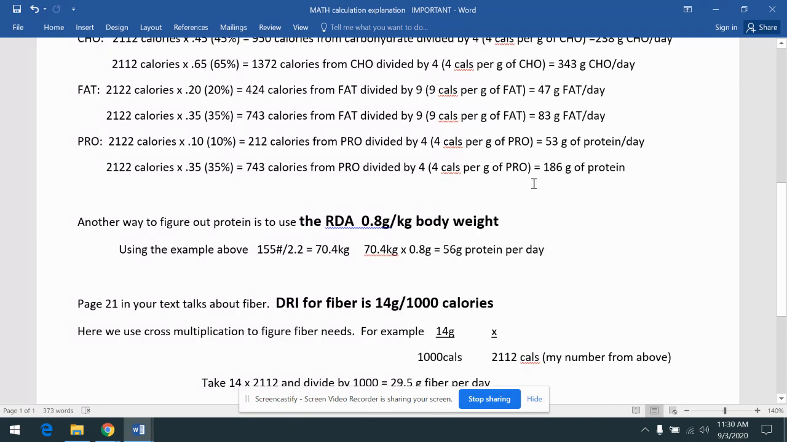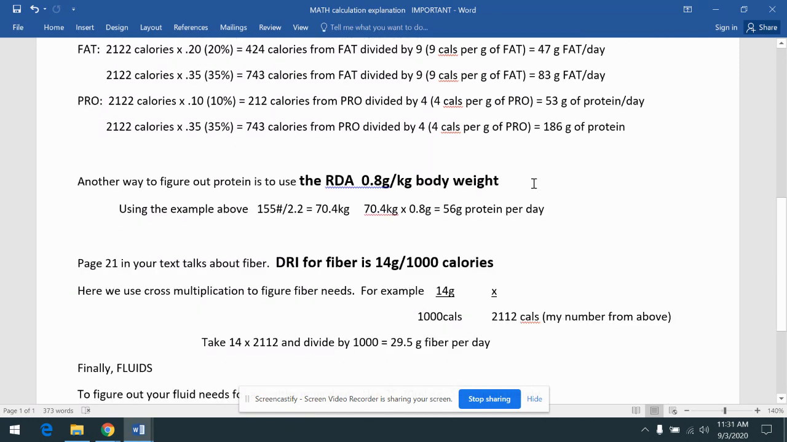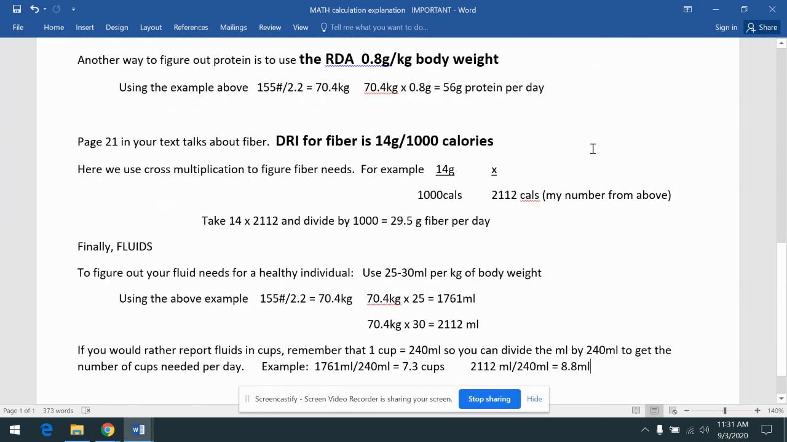Okay. Your book also talks about another way to figure out protein, and that's to use the RDA for protein. You will be asked this question over and over again, so this is a good thing to memorize. RDA for protein is 0.8 grams per kilogram of body weight. So again, we're going to use the example of a 155-pound person. We divide by 2.2 to get their weight in kilograms. That's 70.4. I'm going to take and multiply that by the RDA of 0.8 to get 56 grams of protein per day. And you'll see indeed that falls right into that AMDR range, acceptable macronutrient distribution range.